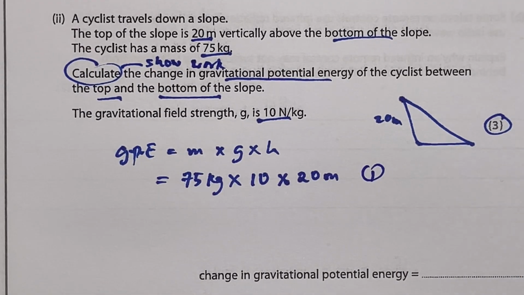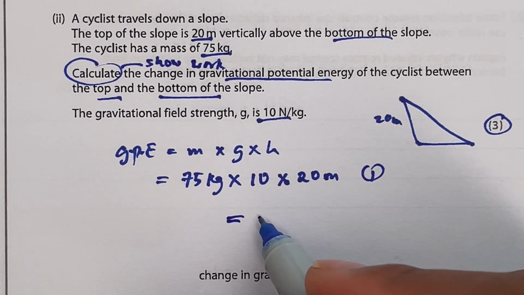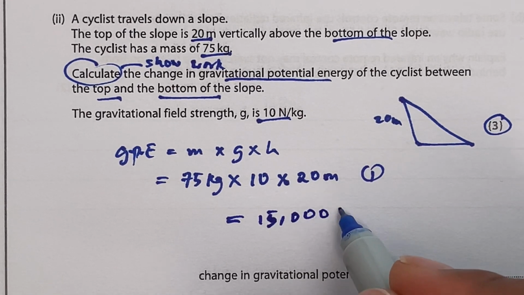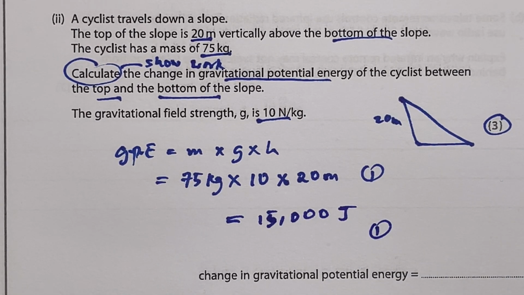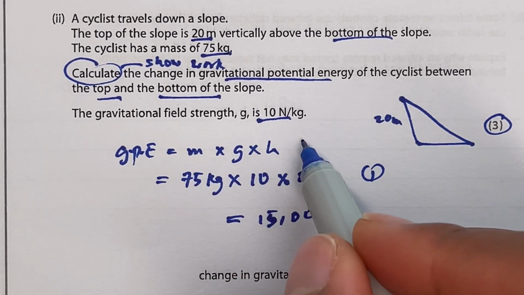So this gets me 1 mark so far. Then if I put that in my calculator, I would get 15000 joules. That gets me my final mark. Recalling this equation gets me 1 mark as well.